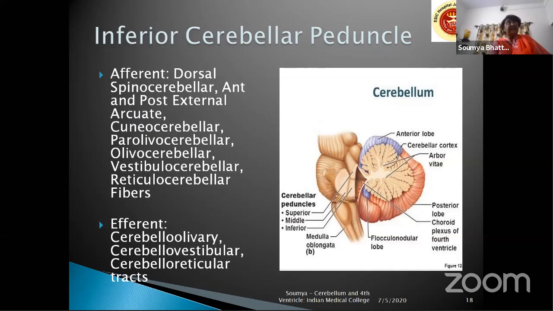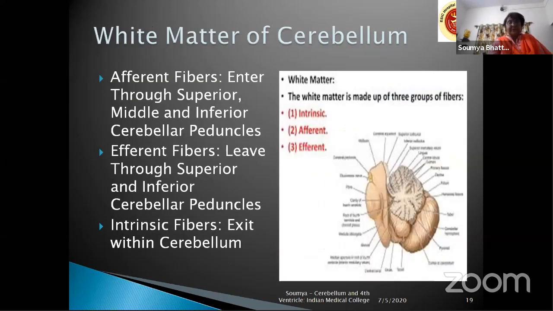The inferior cerebellar peduncle has afferents, that is the spinocerebellar fibers, arcuate fibers, cuneocerebellar. Vestibulocerebellar is one which you must remember because we have seen how it is related to the archicerebellum. And efferents will be starting from the cerebellum, so cerebello-olivary, cerebello-vestibular, cerebello-reticular fibers. You can make a flowchart of this also.